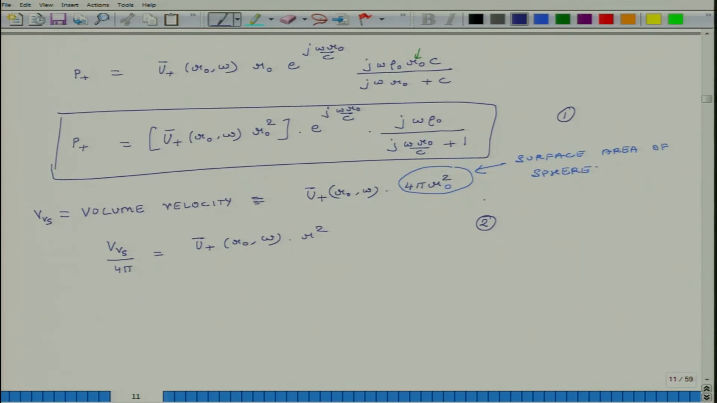So, if I plug 2 in 1, I get P plus equals VVS divided by 4 pi times j omega rho naught e to the j omega r naught divided by c, divided by 1 plus j omega r naught divided by c.